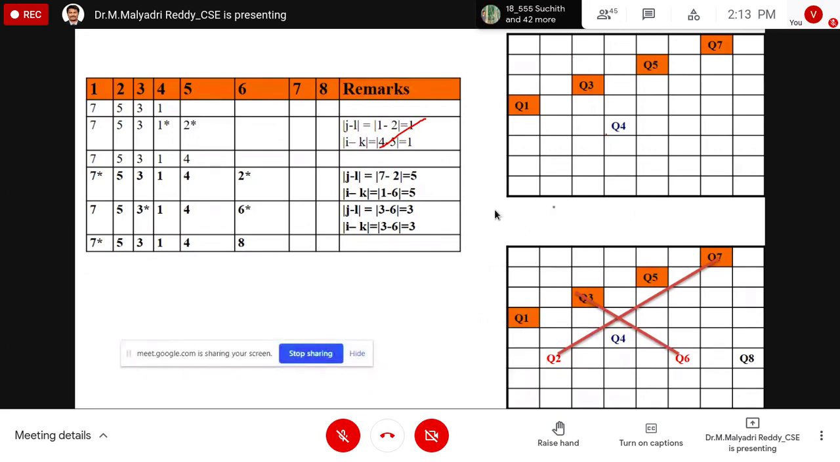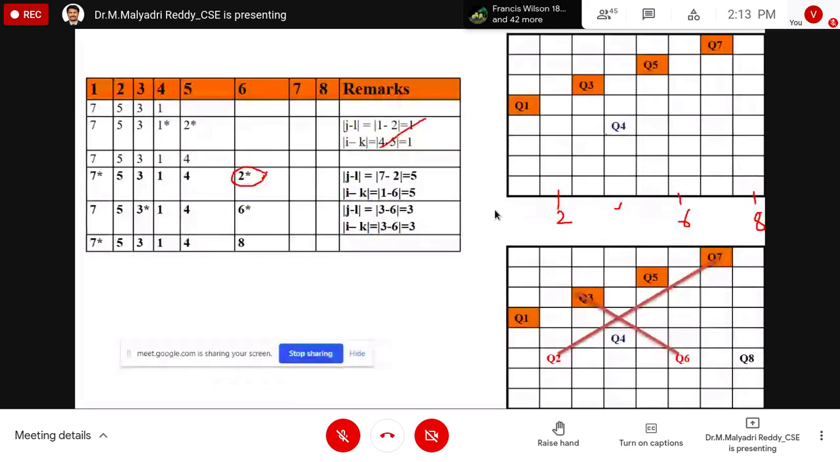I have to place only these 3 queens. This is the 2, this 4 is completed, this is the 6, this is 8. The rest are column conflicts. Why? Because these 4 are the partial solution. Next I have to check with Q2, I have to place the second queen.